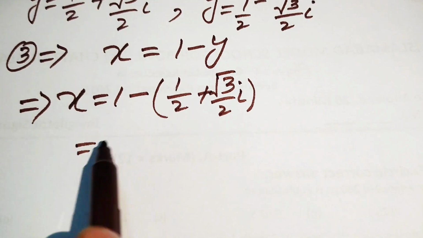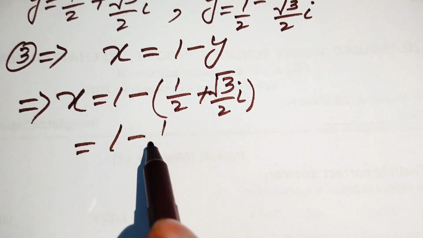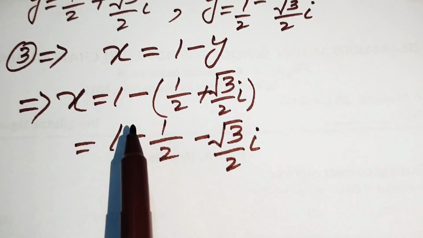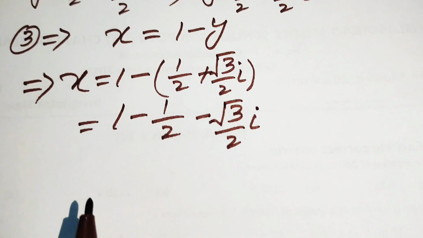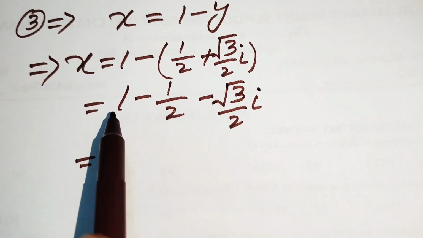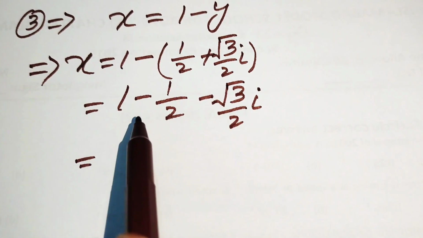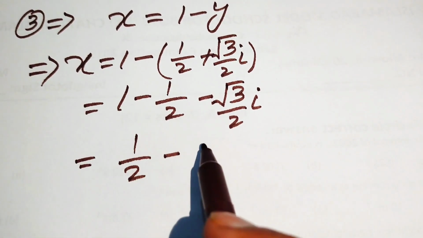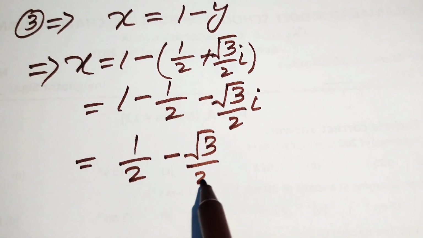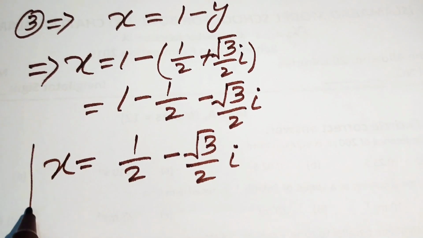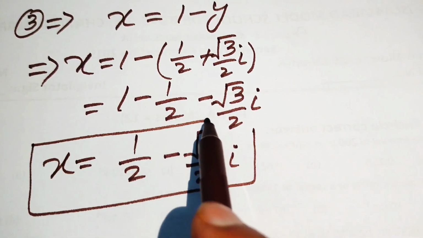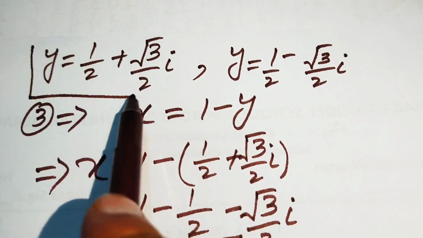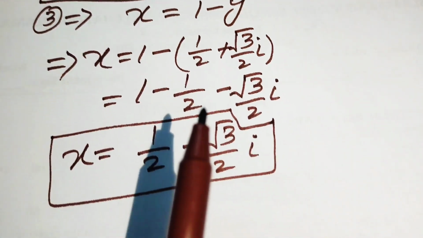And you see here, when you simplify this, you get 1 minus 1/2 minus (√3/2)i. Here we just multiply this minus sign on both of these terms. And here we take the LCM of 1 minus 1/2, and when we take the LCM of this term, it will be written as 1/2 − (√3/2)i. So this is the value of x. So in the next step, when the value of y is this, we get the corresponding value of x as this.